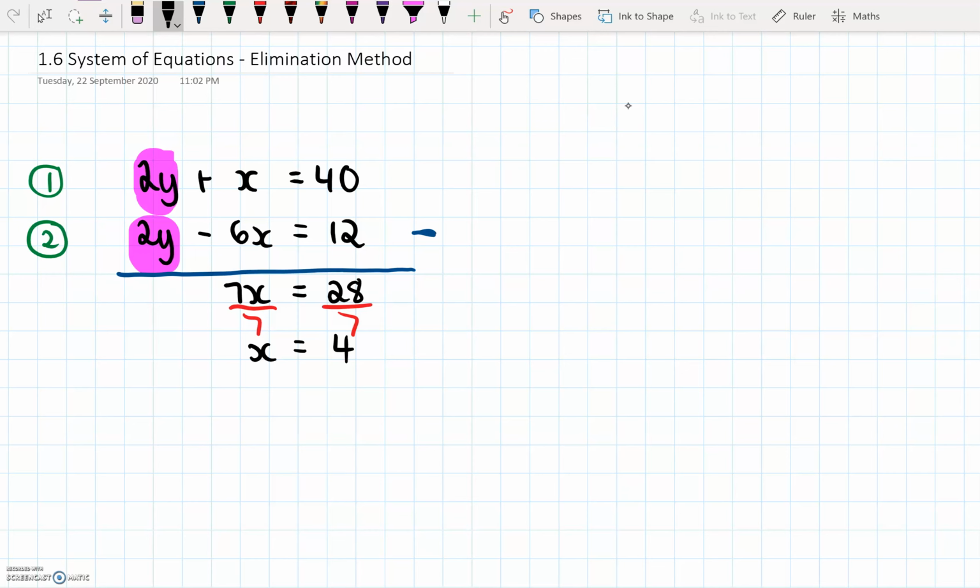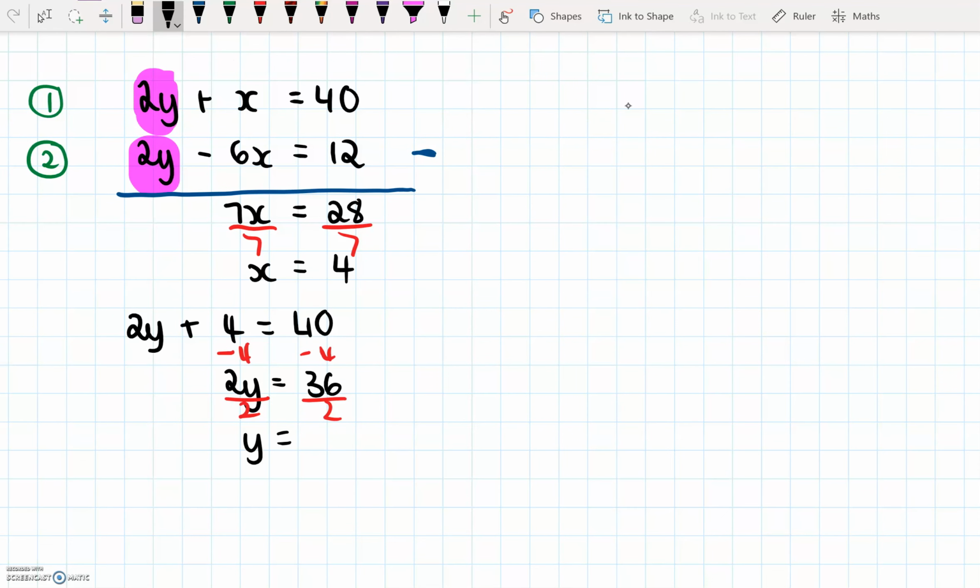All we then need to do is substitute this x value back into one of our equations. I like the look of the first one because they're all positive. Looks nice and neat. So we have 2y plus x, which is 4, equals 40. So we're going to minus 4 from both sides. We will get 2y is equal to 40 minus 4, which is 36. If we then divide by 2, we get y is equal to 18. So our ordered pair here is 4 for x and 18 for y. Okay, this is our solution.